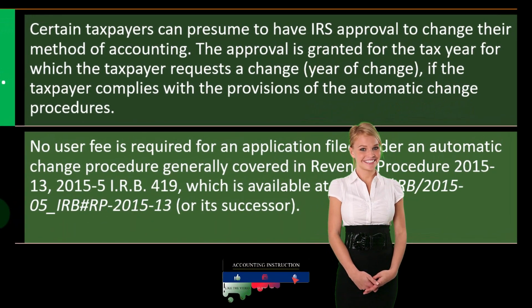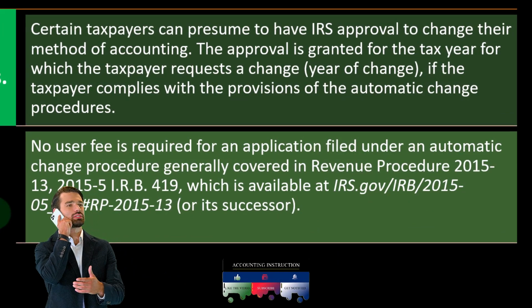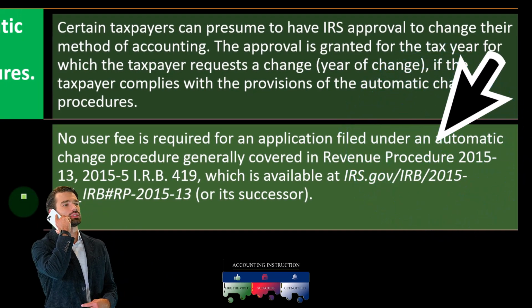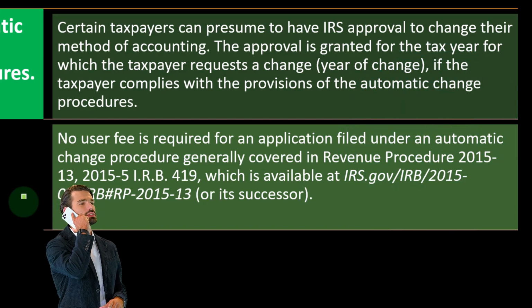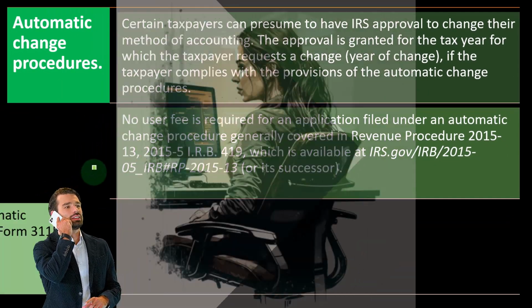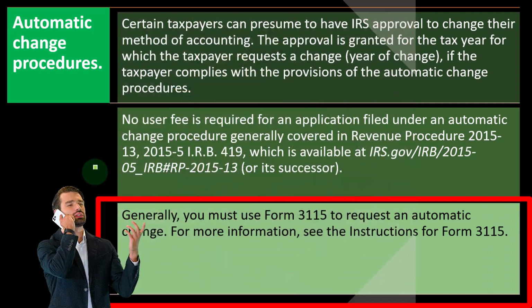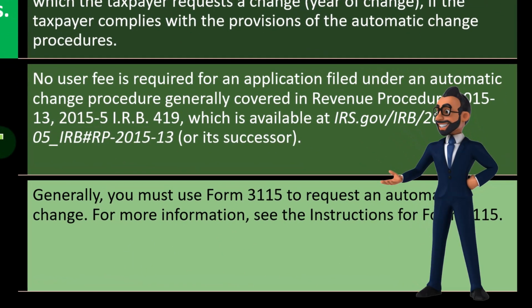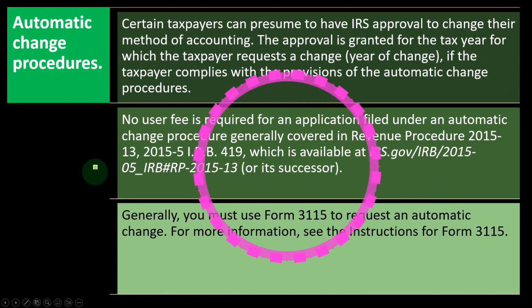So no user fee is required for an application filed under an automatic change procedure, generally covered in Revenue Procedure 2015-13, 2015-5 IRB 419, which is available at the IRS website. So generally, you must use Form 3115 to request an automatic change. For more information, you can see the instructions for that form, 3115, that is.